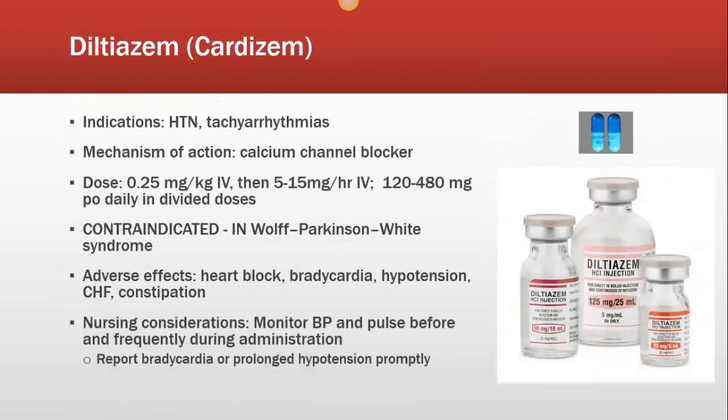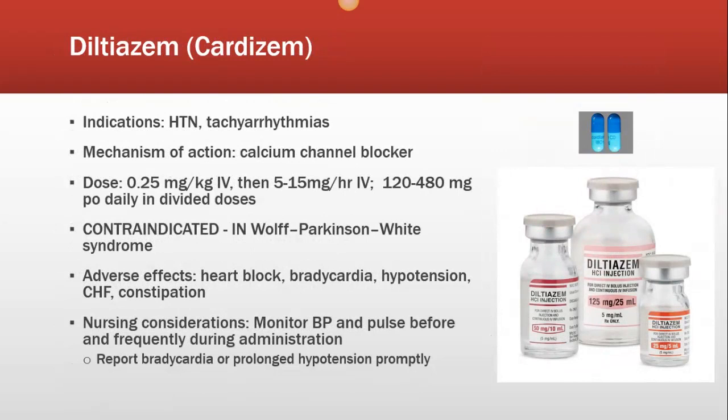Diltiazem or Cardizem, indications would be hypertension or tachyarrhythmias. It's a calcium channel blocker. Usually we're giving 0.25 milligrams per kilogram. Then we'll be giving 5 to 15 milligrams an hour IV. And orally, we may be giving 120 to 480 in divided doses.